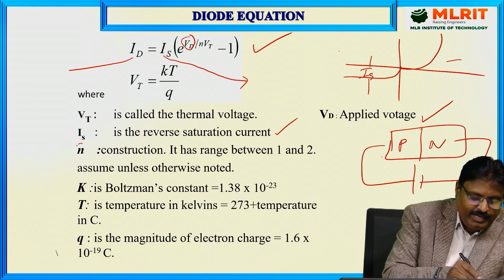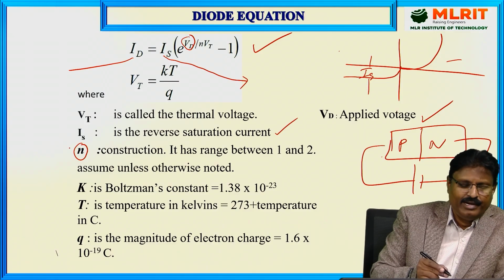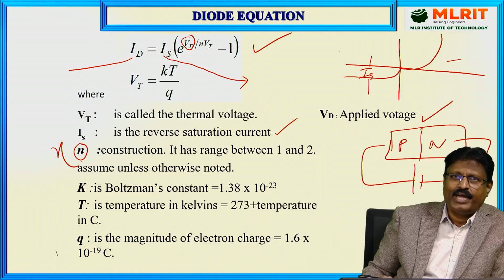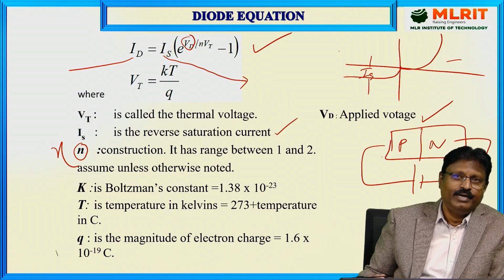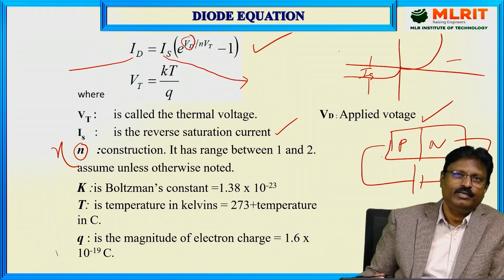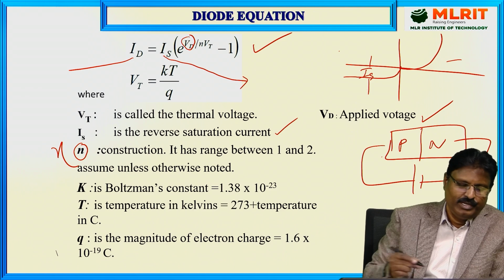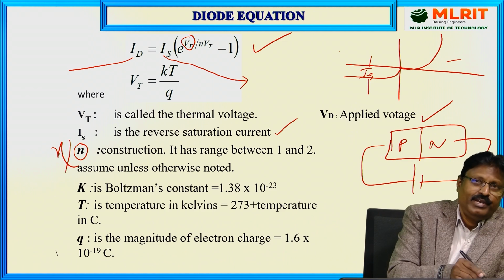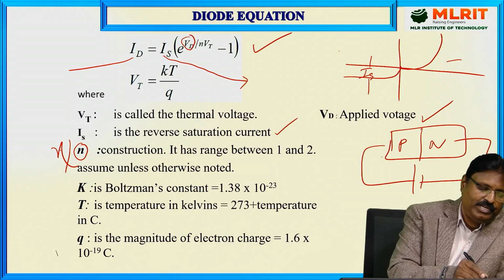Here, in some books it is represented as N, and in some books as eta. It is an ideality factor, depending upon the type of material. Ideality factor represents the number of recombinations that happen inside the diode. If we take germanium, the ideality factor will be 1, and if you take silicon, the ideality factor will be 2. In some textbooks it is represented as lowercase n or eta.